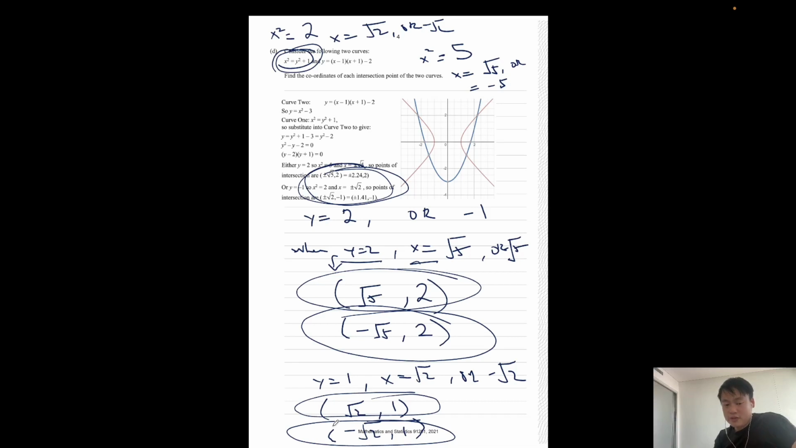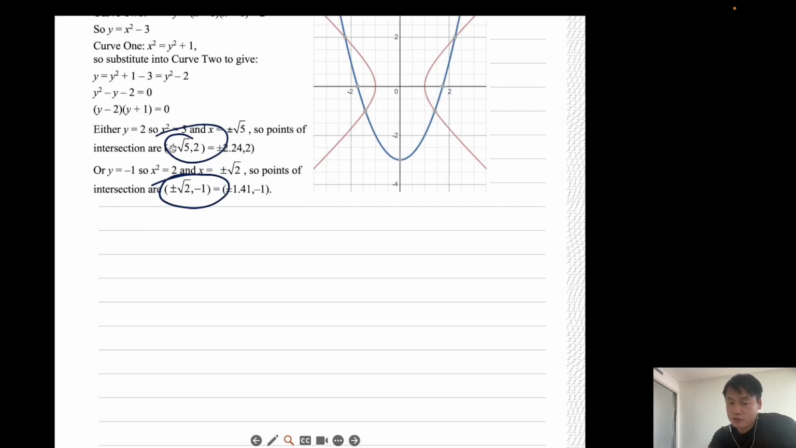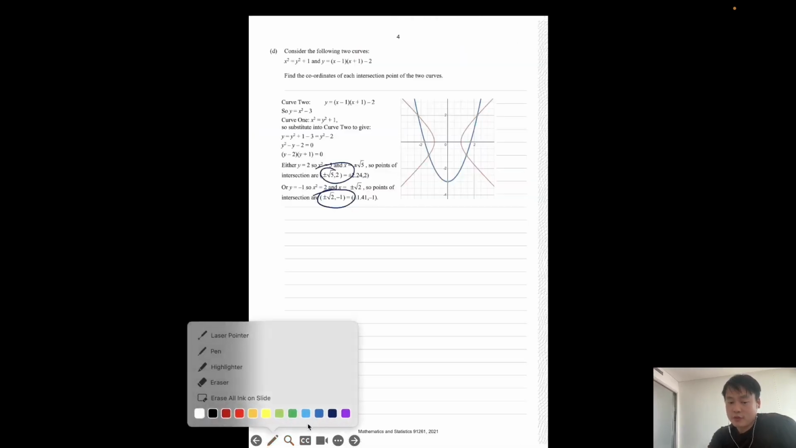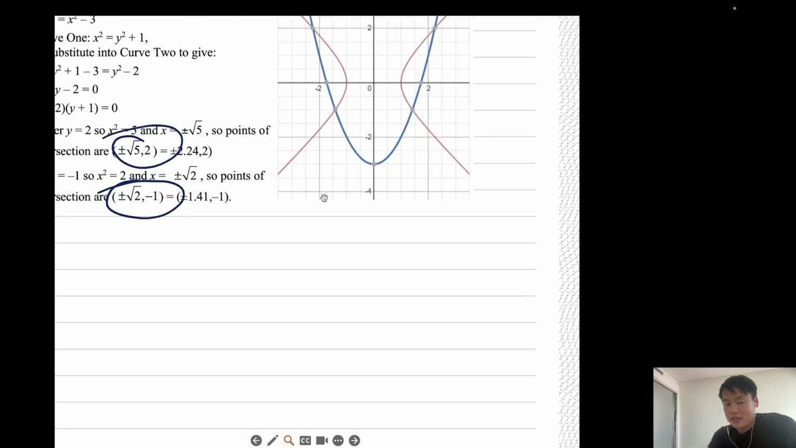But obviously the best way to do this is exactly what they've written over here, and then just write plus or minus for the abbreviation. This is just me explaining if you're confused about how the abbreviation really works. If this doesn't come naturally to you, you can still just leave your answer as square root of 5, comma 2, negative square root of 5, comma 2, instead of writing it in the abbreviated version, if it's more intuitive to you. Then square root of 2, comma negative 1, negative square root of 2, comma negative 1.